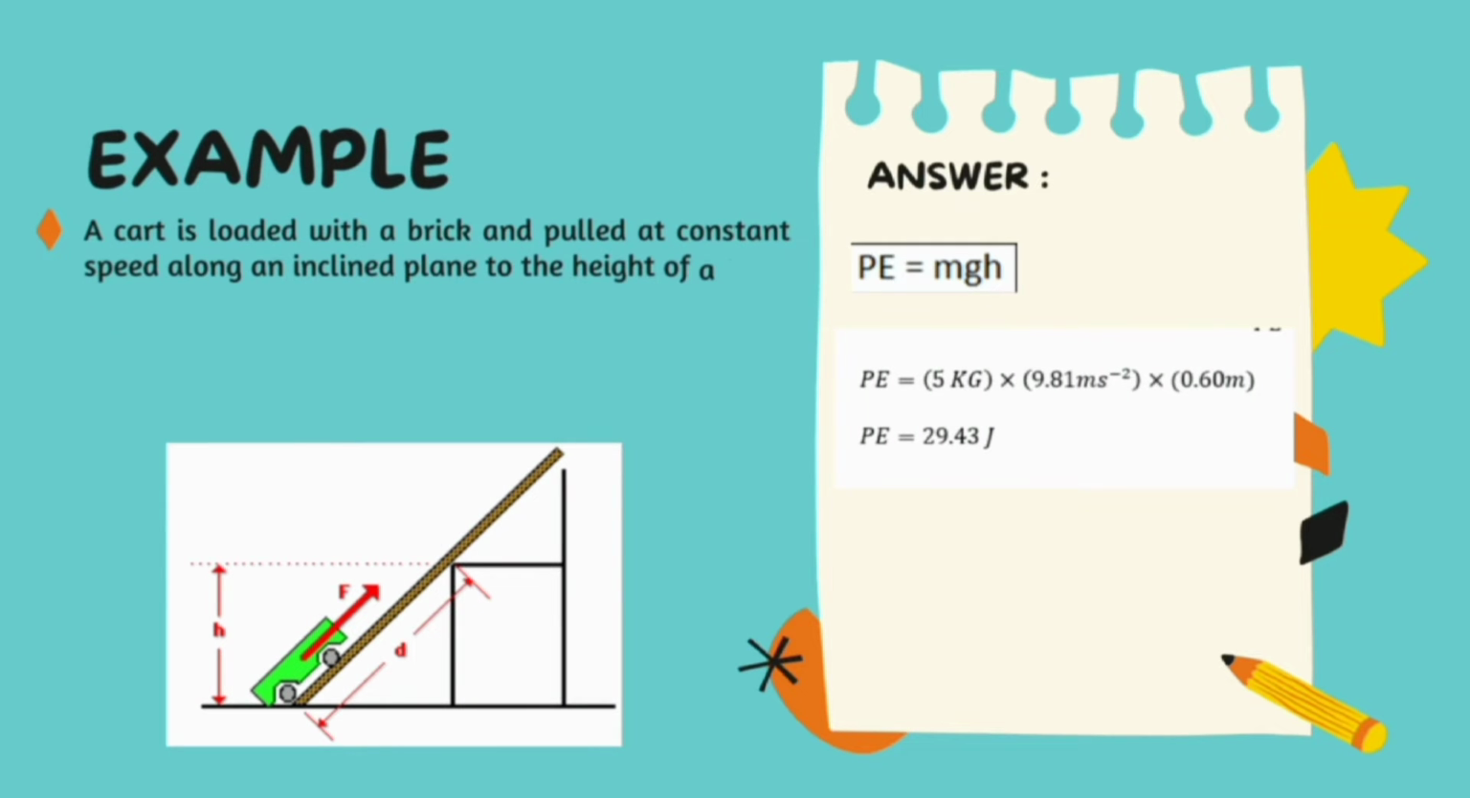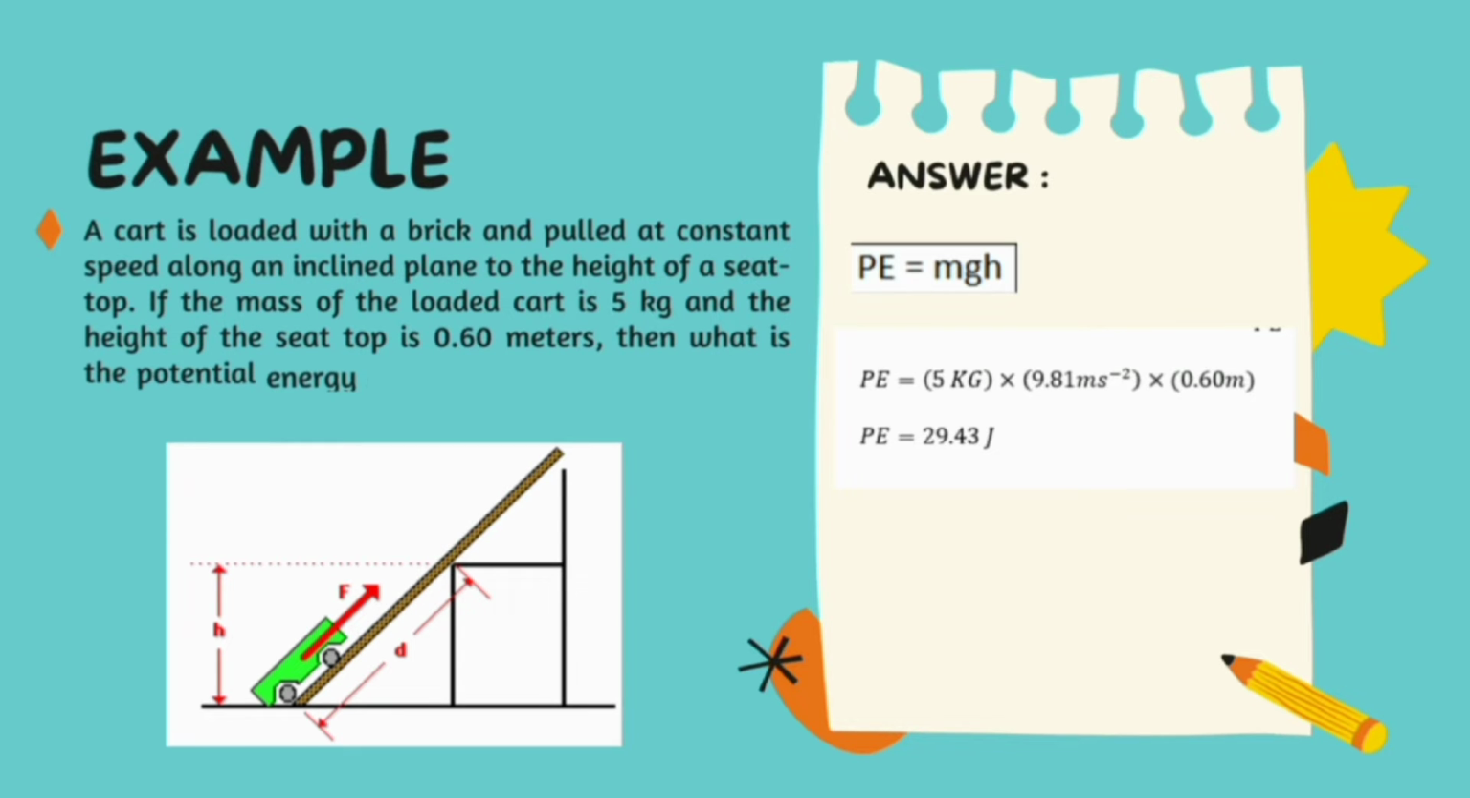The question is, a cart is loaded with a brick and pulled at a constant speed along an inclined plane to the height of the seat top. If the mass of the loaded cart is 5 kg and the height of the seat top is 0.60 meters, then what is the potential energy of the loaded cart at the height of the seat top? First, we'll take a look at the pictures that I provide so that you can understand what the question is referring to.